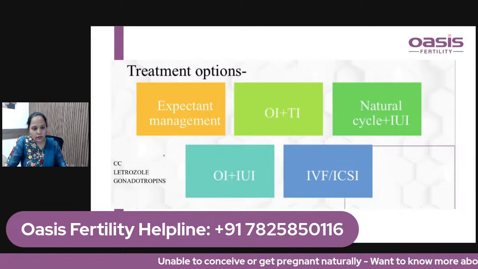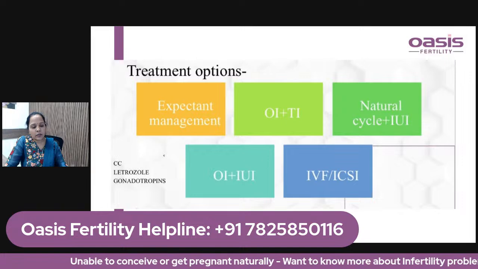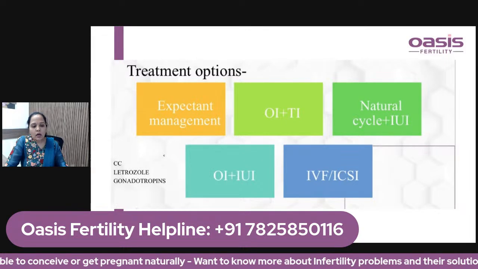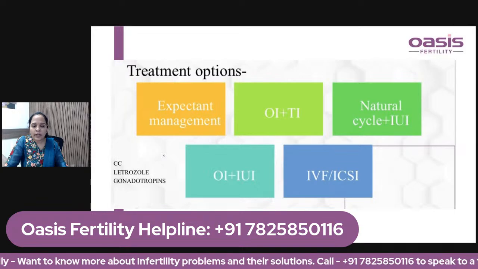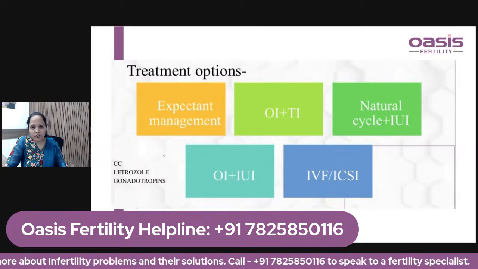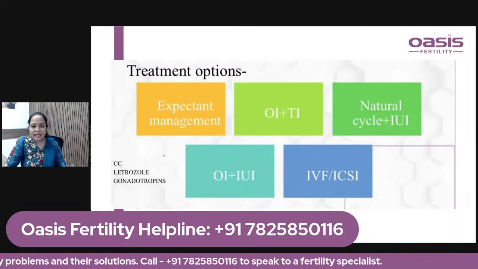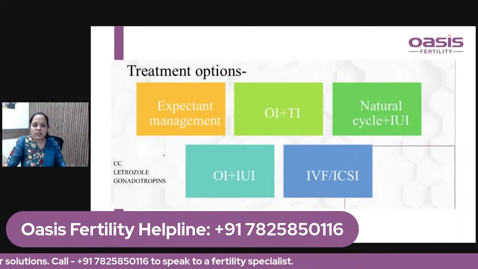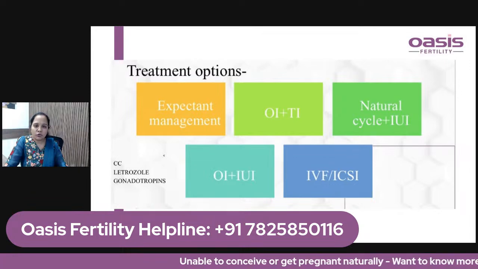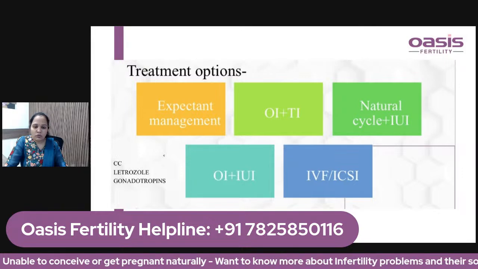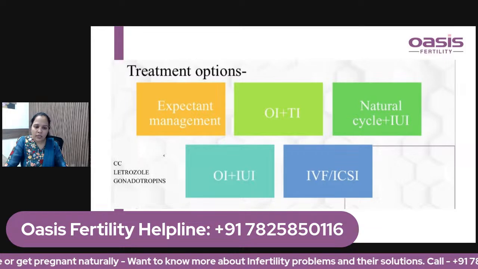And last and the most important is in vitro fertilization or ICSI. So IVF is advised to couples with unexplained infertility after they have had at least 3 cycles of ovarian stimulation and intrauterine insemination that have not resulted in any pregnancy. If at least 3 cycles of ovarian stimulation and intrauterine insemination have failed, the couple is advised to go for IVF or ICSI.